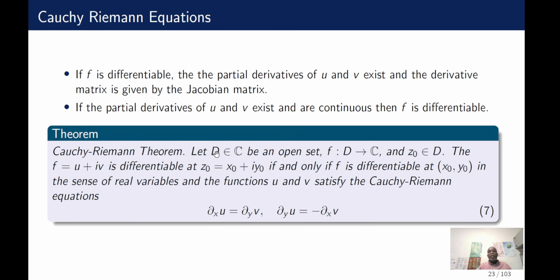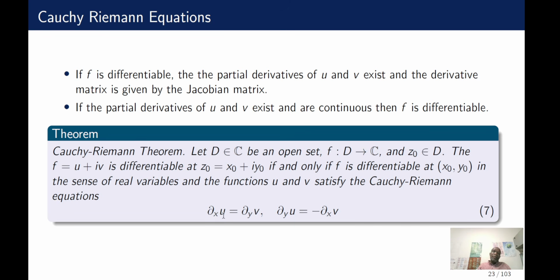So for any domain where it is defined, this function f is differentiable at a point if and only if f is differentiable at that point in the sense of real variables, and the functions u and v satisfy the Cauchy-Riemann equations. So these equations tell you whether the function is differentiable or not. So in a way, they tell you whether the function is analytic or not.